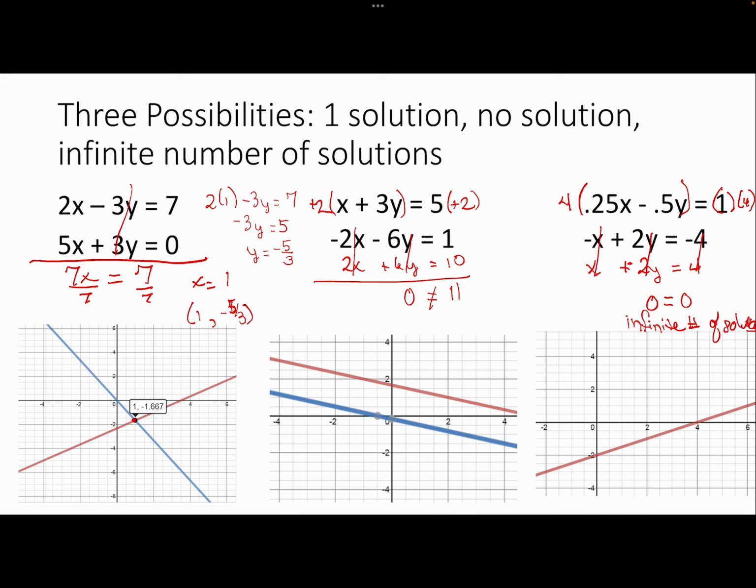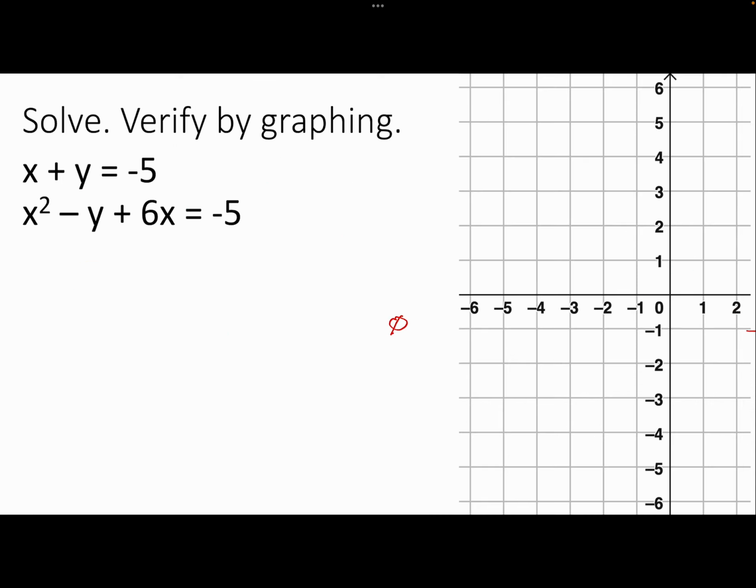So the cases are still true. A single solution, no solution, or an infinite number of solutions.